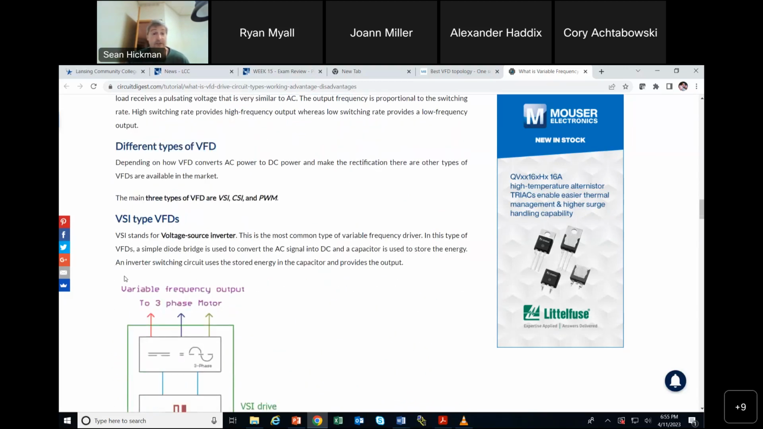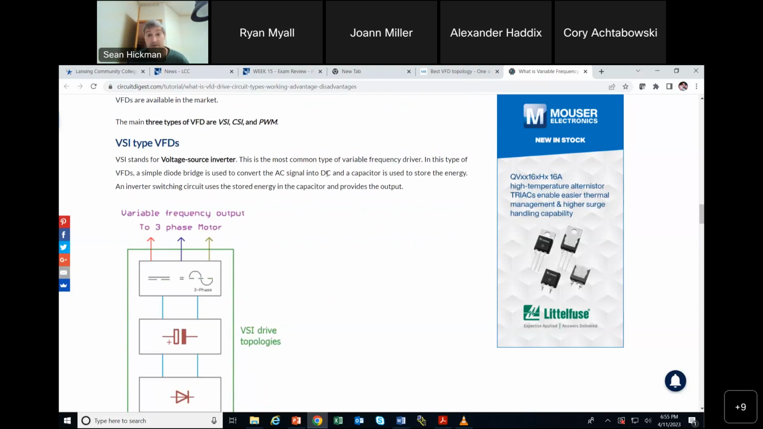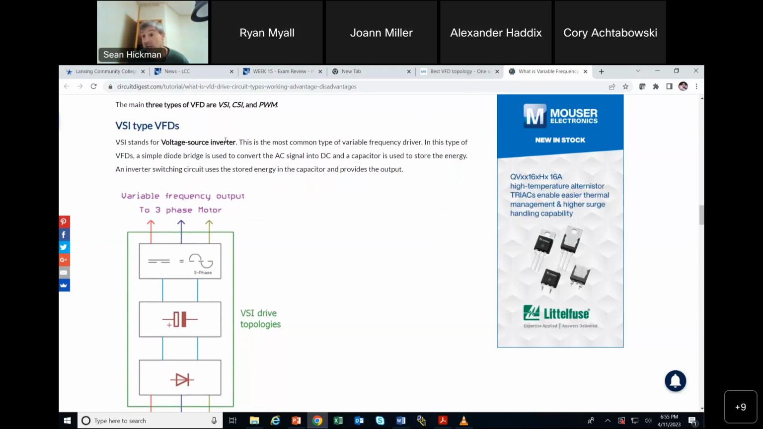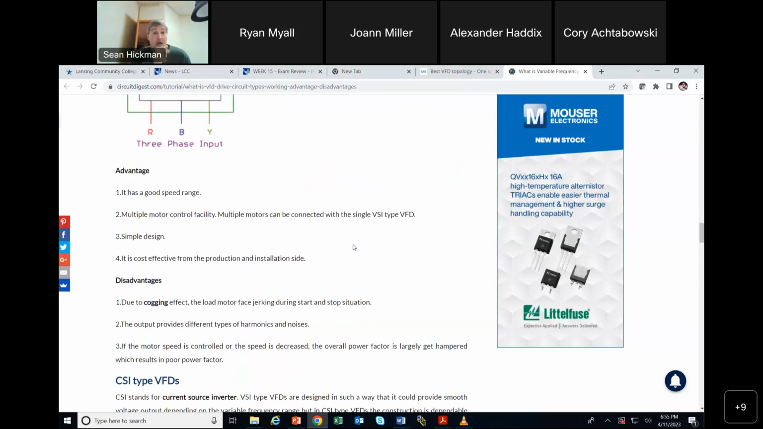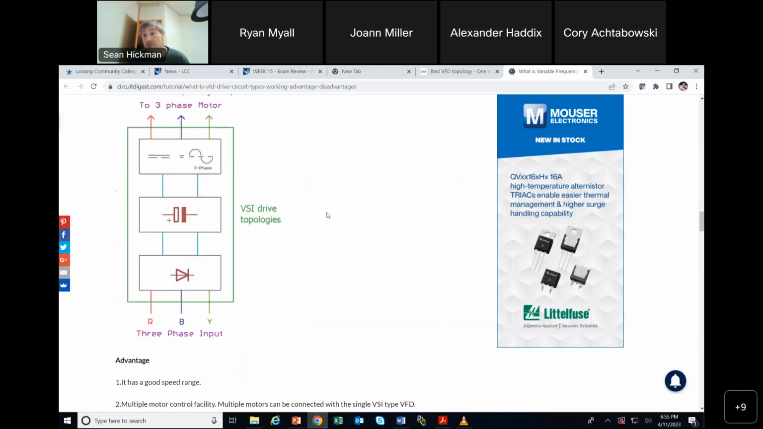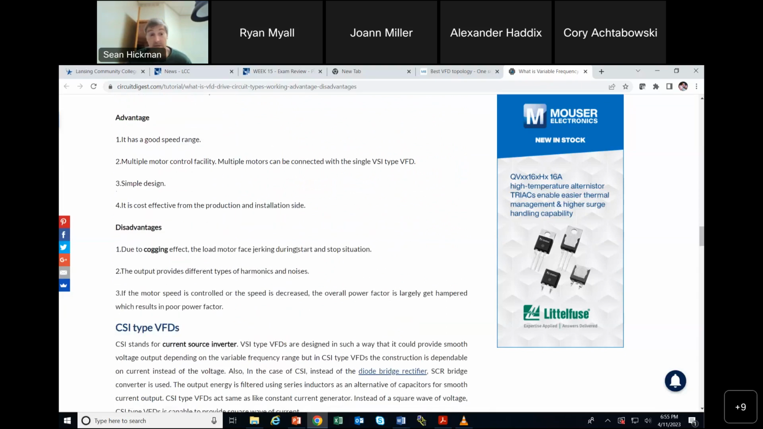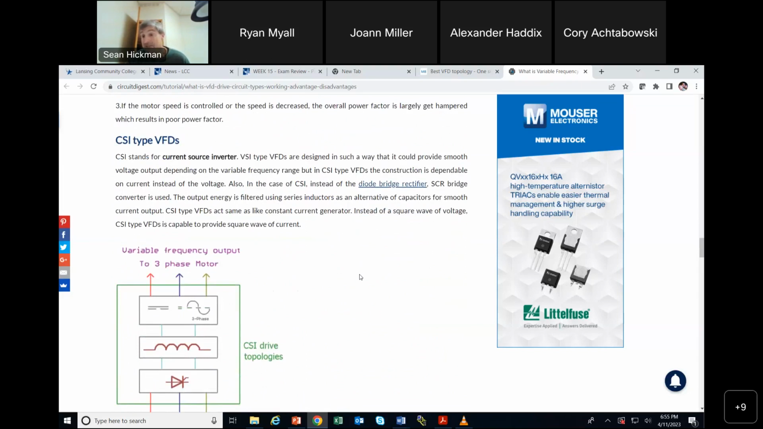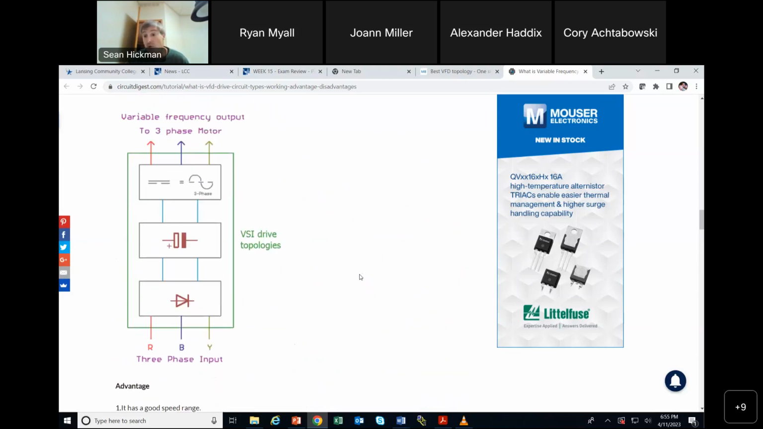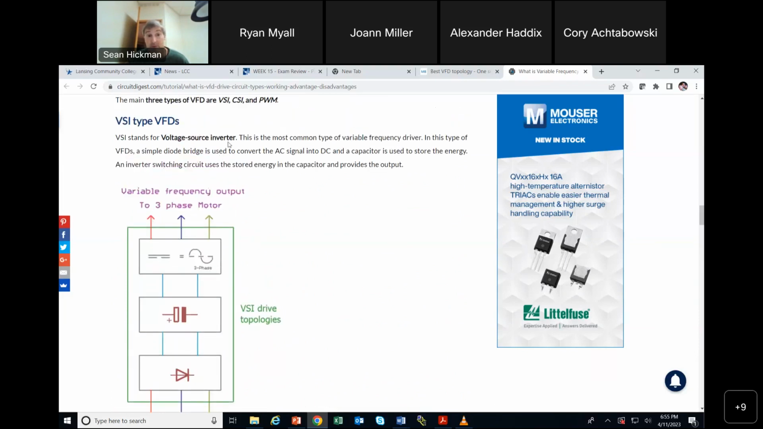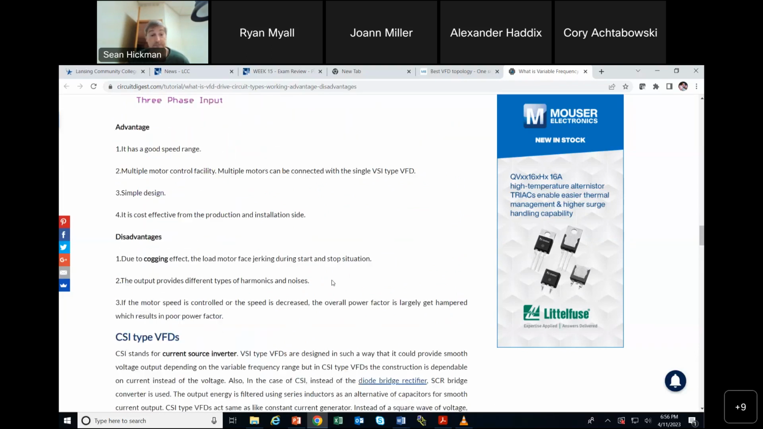So here are my different types. VSI, voltage source inverter. This is the most common type of variable frequency drive. It's a diode bridge used to convert AC, and its capacitor is used to store the energy. All right. So voltage source inverter, very, very common. Here are my advantages and my disadvantages. Like I said, if you get into speccing out a VFD, you're going to go through all this, and you're going to talk to your manufacturers and see what's going on depending on the size. But if you're just doing a very small drive, 5 horsepower, something like that, you're going right here with this baby, voltage source inverter.